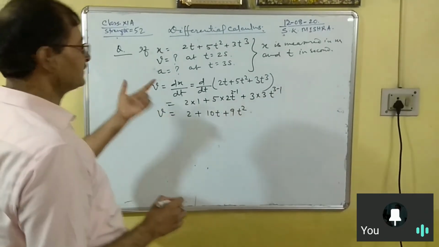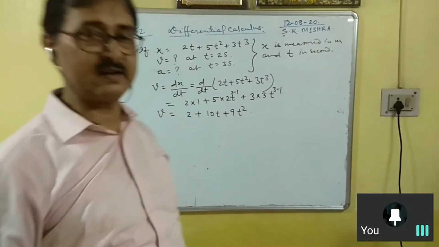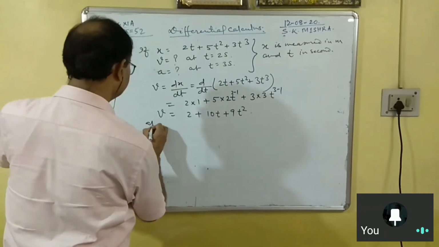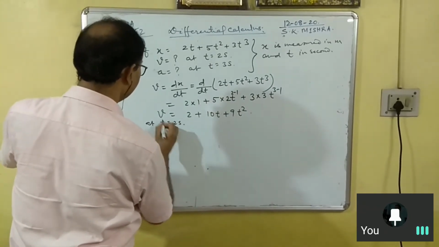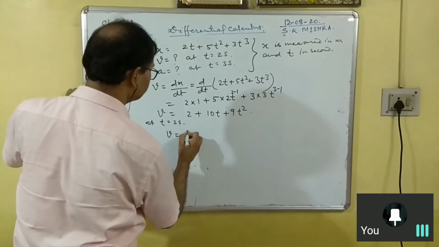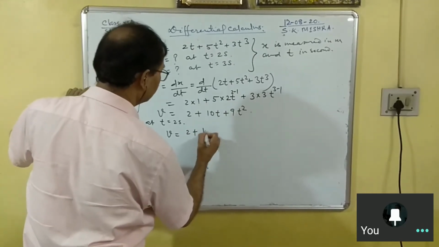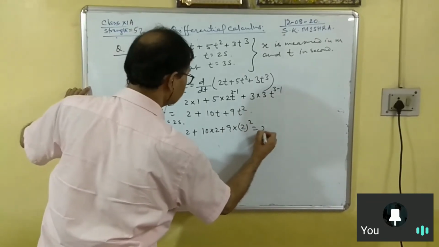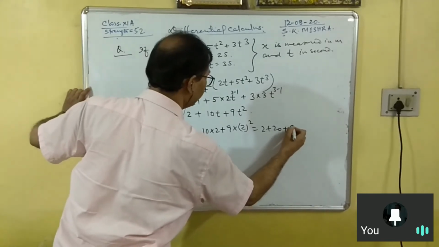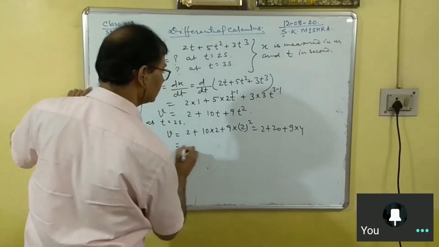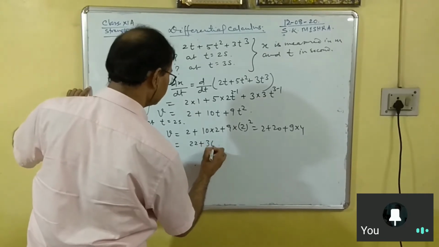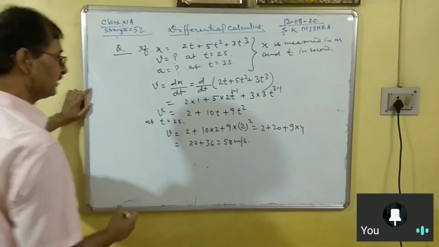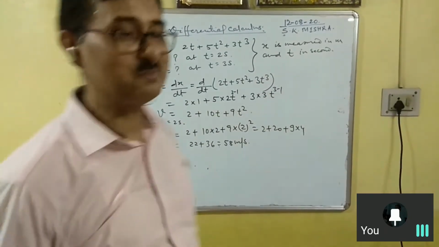Now if you are interested to find instantaneous velocity at t is equal to 2 seconds, that is velocity at this instant. So at t is equal to 2 seconds, how will you find v? V at 2 seconds is 5 plus, you have to put t is equal to 2. So 10t plus 9t square. So this is 5 plus 20 plus 9 into 4. So it's how much? 25 plus 36, 58 meter per second. Don't say only 58. 58 meter per second.